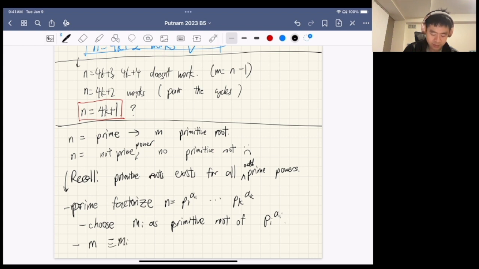And hopefully we can choose m congruent to mi modulo pi to the alpha i. It turns out that this is possible because of the Chinese remainder theorem.